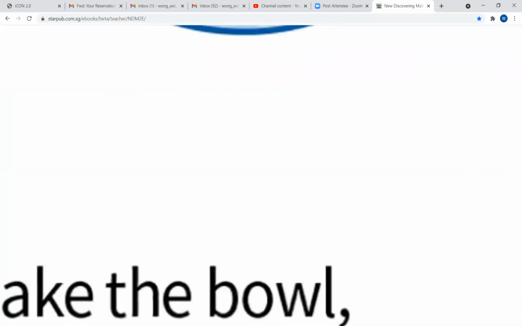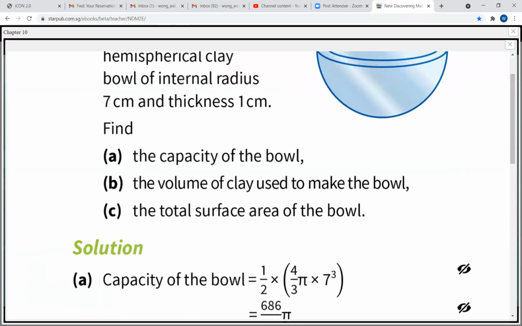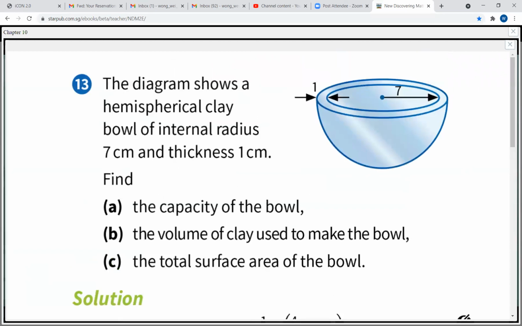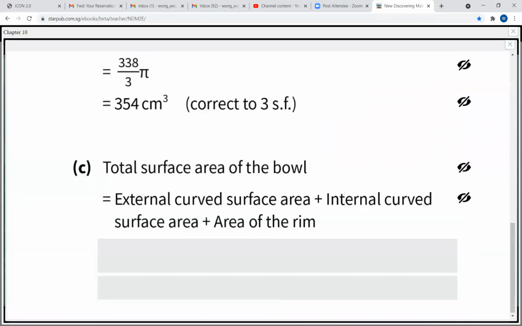Next one, part C, is to find the total surface area of the bowl. So you can see that for the surface area of this bowl, we've got an outer curve, we've got an inner curve, and we've got a ring, R-I-N-G, over here. Area of ring is simply big circle minus small circle, that's all. So it's a matter of getting the correct radius for all of them.